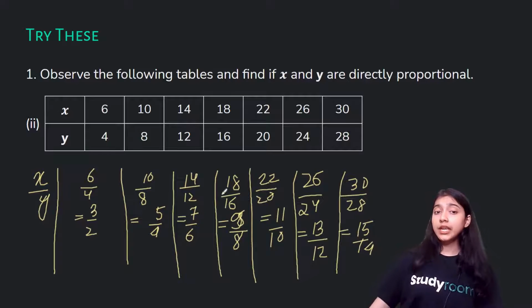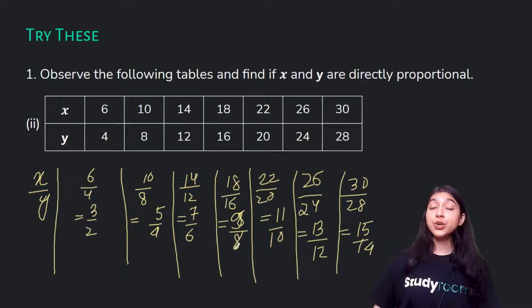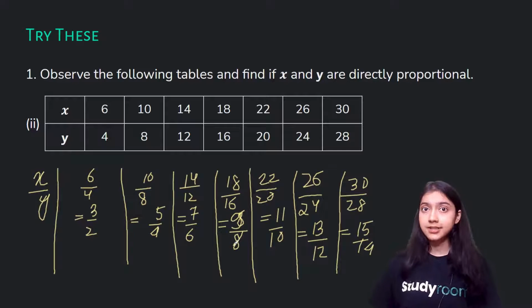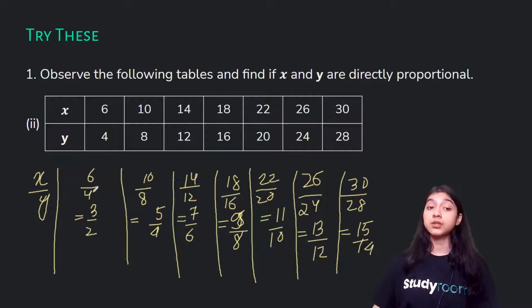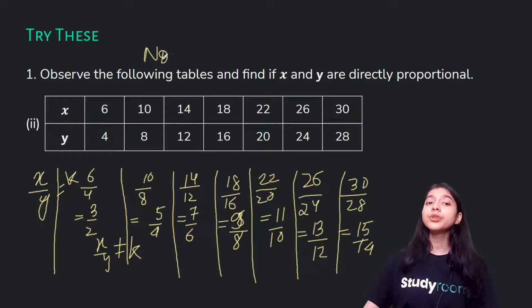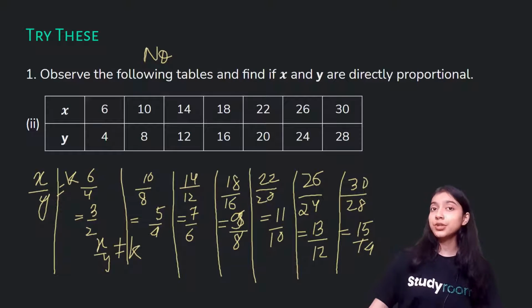So from here, we can conclude that the ratio in each case is not the same. So they will not be in direct proportion, because for two variables to be in direct proportion, this x by y ratio needs to be a constant number. But here x by y is not a constant number k. So the answer to the question will be that no, they are not in direct proportion.